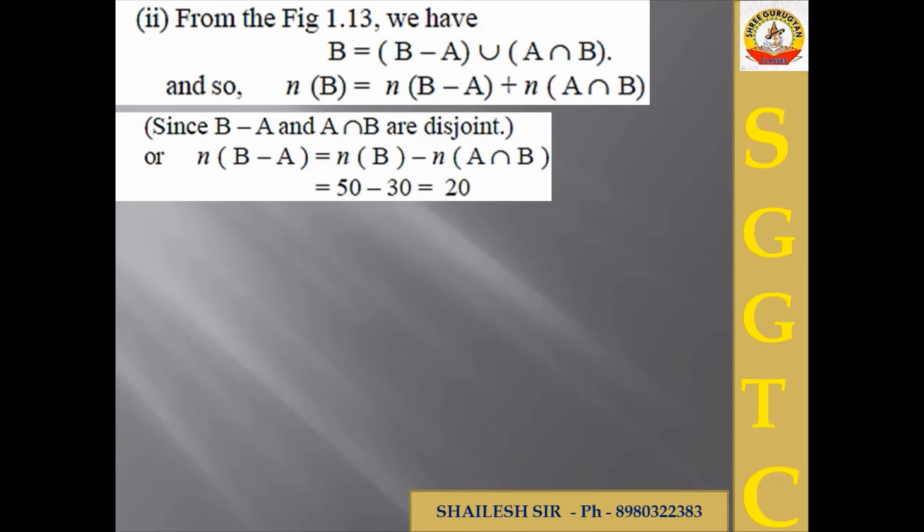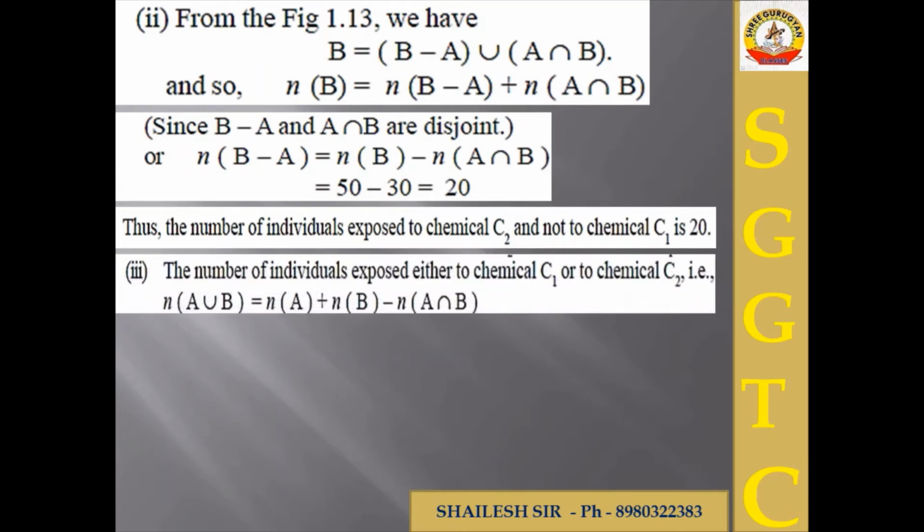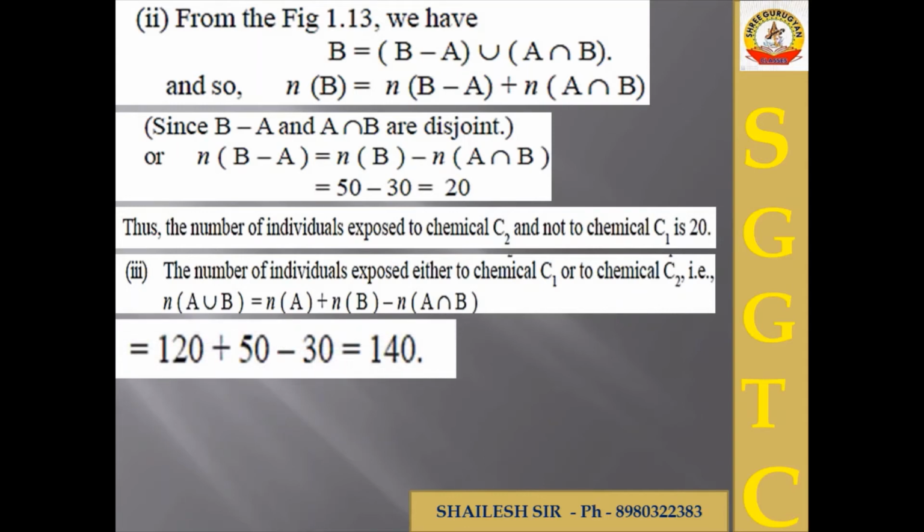Now I go to the third question. The number of individuals exposed to chemical C2 but not chemical C1 is 20, already written here in the statement. Now the third question is asking for C1 or C2. Students, one more time, repeat: or means you indicate the union form. So N of A union B is equal to N of A plus N of B minus N of A intersection B, and all values are known: 120 plus 50 minus 30, you get 140.